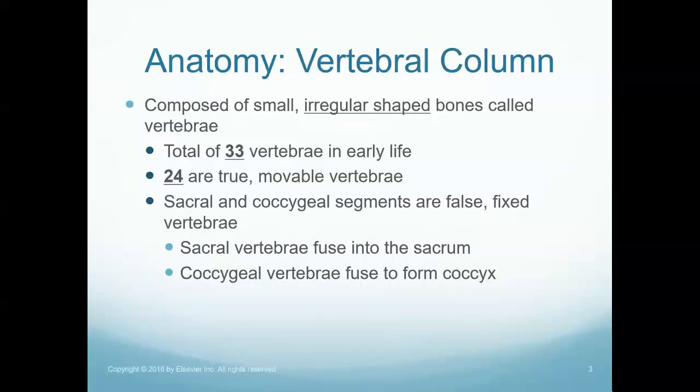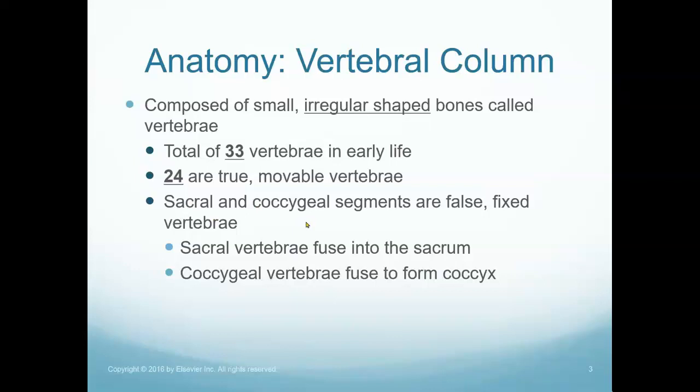The vertebrae themselves are very irregular in shape. We have a total of 33 vertebrae. If you notice here, 24 are true movable vertebrae, and then we also have the sacrum and coccyx. So what we're saying here is that we have 7 cervical, 12 thoracic, 5 lumbar, and then the sacrum and coccyx for the total. Now if you do notice, the numbers are a little bit different.